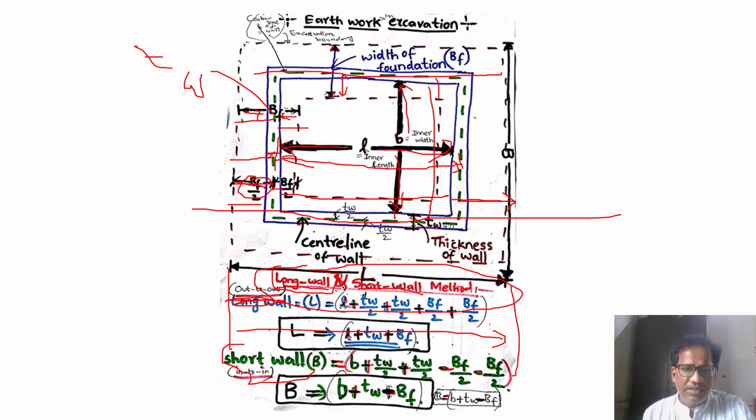Now I am getting, just see now, we are selecting another color for better understanding of this in to in, that we call the short wall. So finally B is equal to small b, that is the internal dimension of the width of the room, plus TW, but this time it is minus BF by 2 minus BF by 2. That gives minus BF. So this is the general formula we are using while evaluating the quantity of earthwork in excavation. Thank you all.